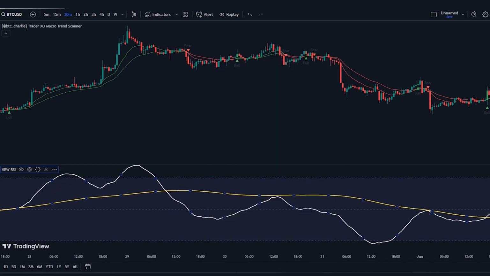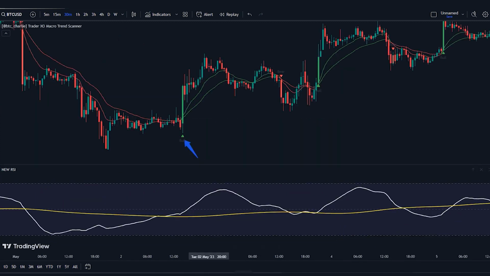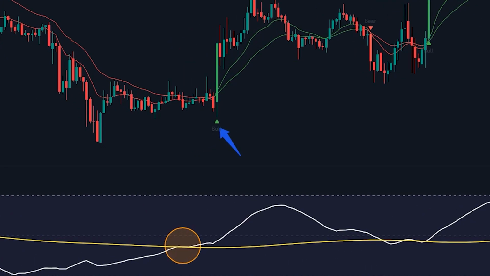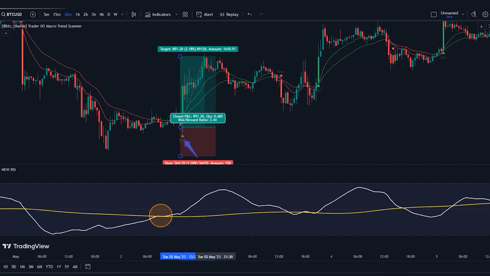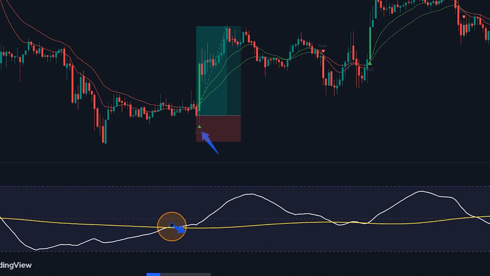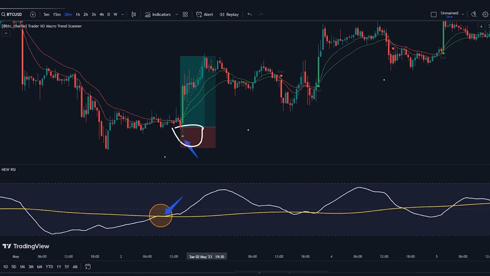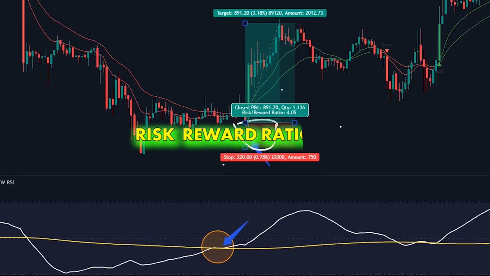For this method to work, the first indicator must provide a buy signal. In the new RSI indicator, the purple graph of RSI should cross the yellow line of EMA upwards. For example, down here, the first indicator has displayed a buy signal. The RSI has confirmed it. Whenever these two conditions are met, we enter a buy trade. The stop loss is placed below this region. We could hit a risk-reward ratio of 4.